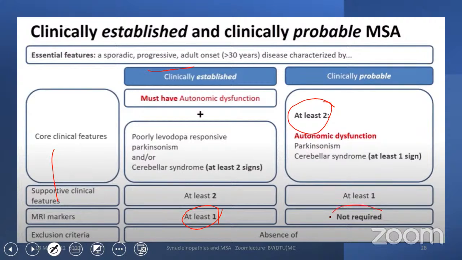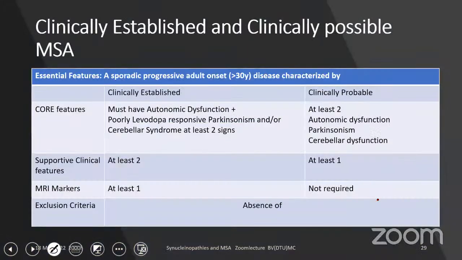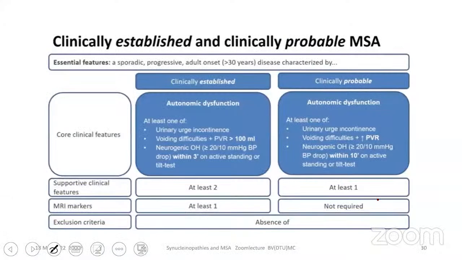Here, the MRI marker is not required, and only 1 feature is required, and at least 2 present. This is clinically probable. So the core features must have autonomic dysfunction, poorly levodopa responsive Parkinsonism, and cerebellar syndrome, at least 2 signs. Supportive features, which I'm going to mention, we'll see in the next slides. What are the autonomic dysfunction features? And there is a definition here.